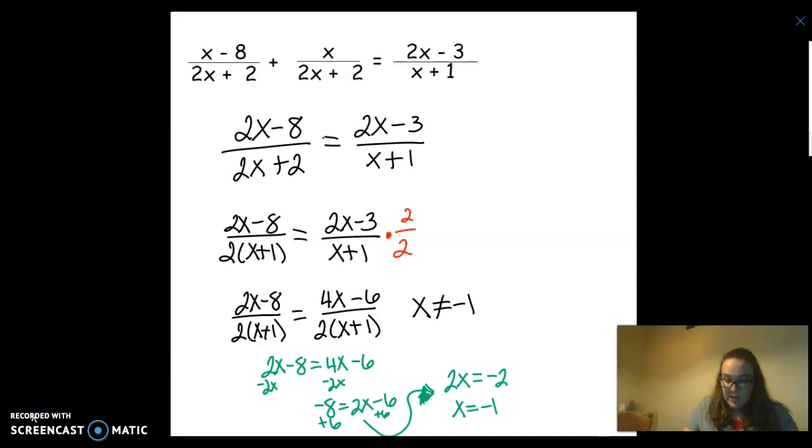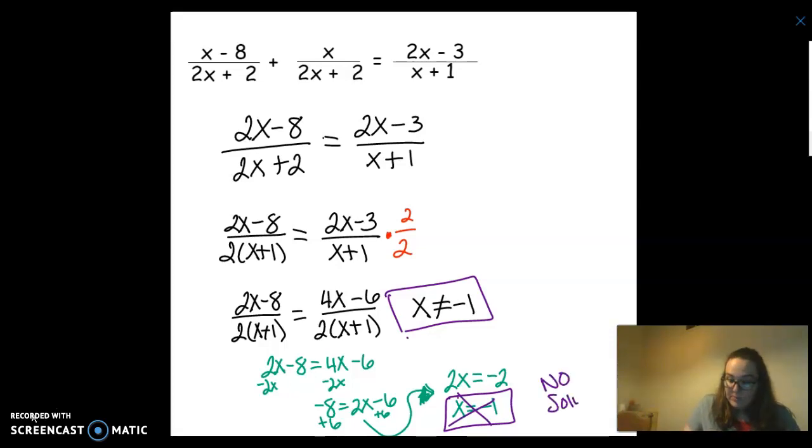Alright, I solved right here and I got x equals negative 1. Hey, x equals negative 1. Uh-oh, that's my no-no. X cannot equal number. So x cannot actually equal negative 1. So I'm going to stop right here and say no solution.